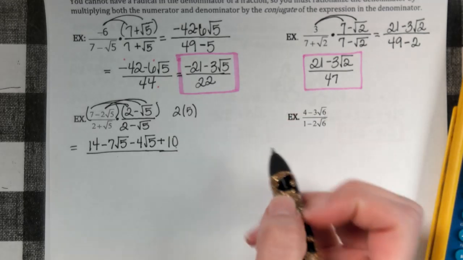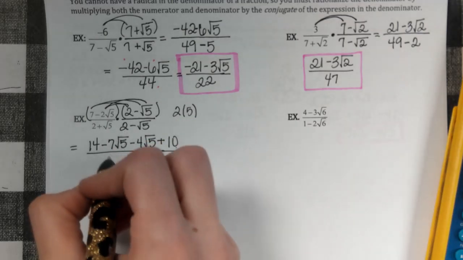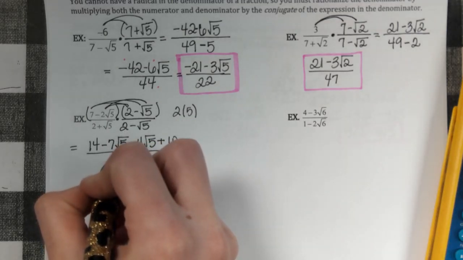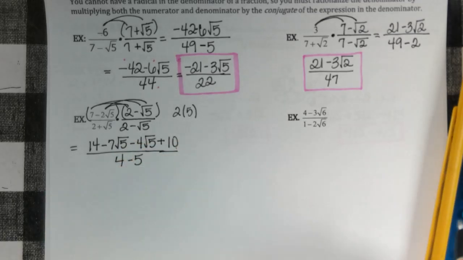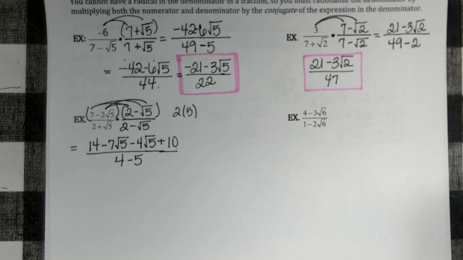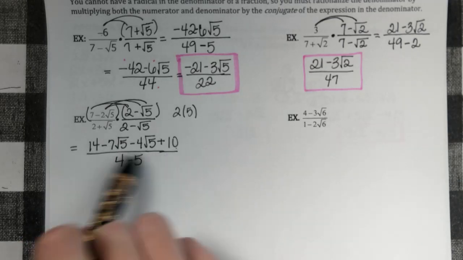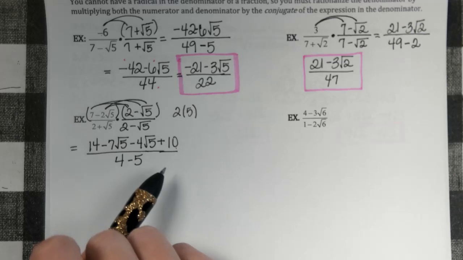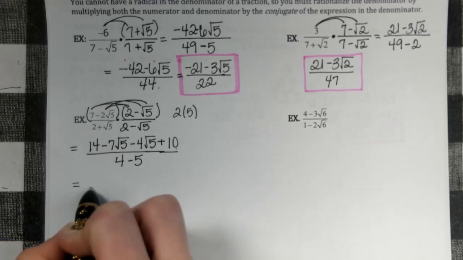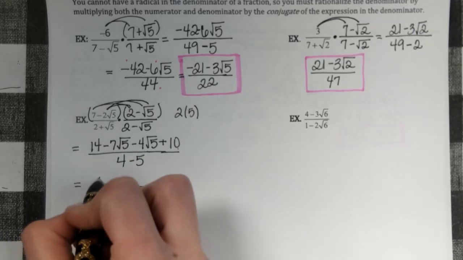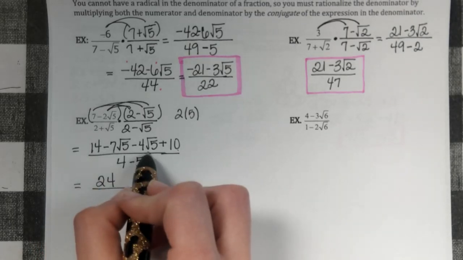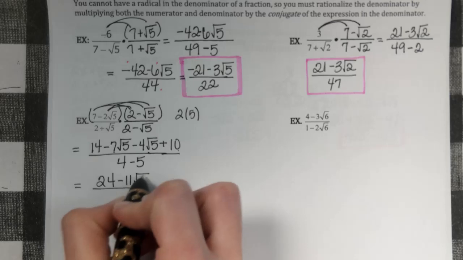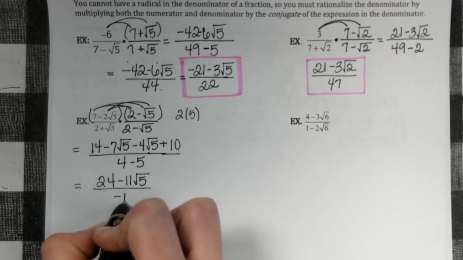Okay? And then my denominator should be what? Negative 1. Before you get negative 1, 4 minus 5. Okay? Are we okay so far? Do we have questions on how we got the numerator? Okay. So then when I combine my like terms, 14 plus 10 is 24. Negative 7 square root of 5 minus 4 square root of 5 gives me negative 11 square root of 5, over negative 1.